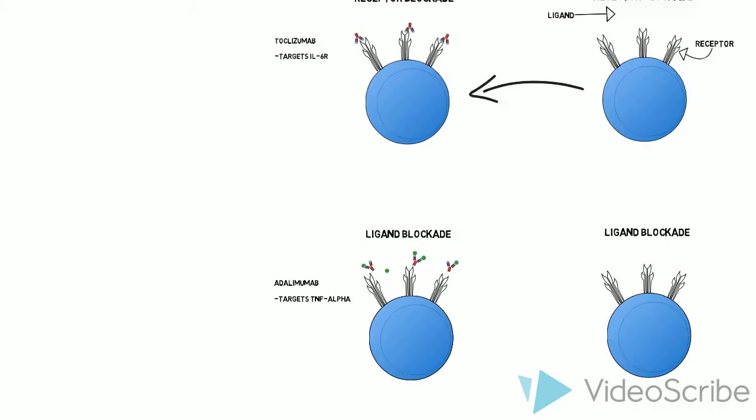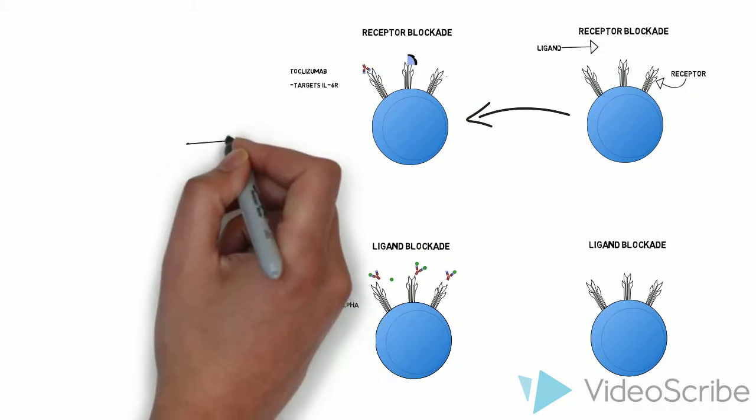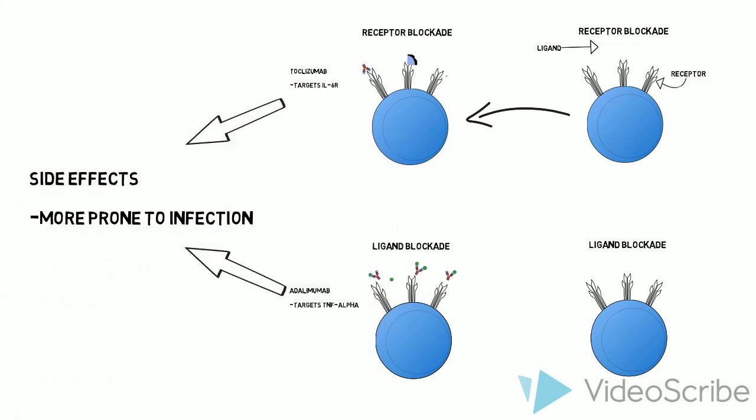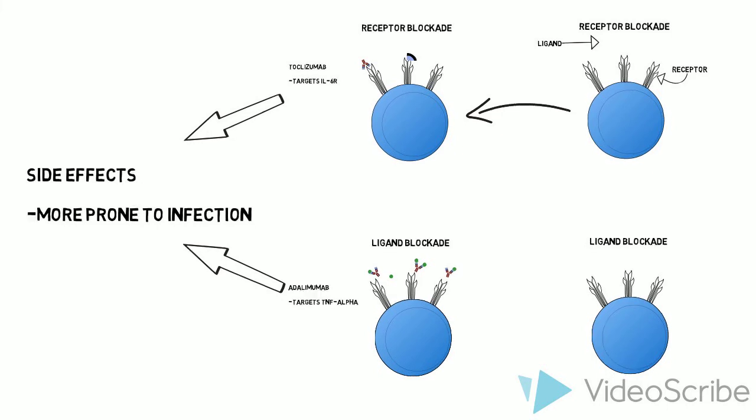Now, obviously by blocking inflammatory mediators such as interleukin-6 and tumor necrosis factor alpha, there is going to be a downregulation in the immune response. Therefore, individuals are more prone to infection. A serious concern while taking tocilizumab and adalimumab is increased risk of developing tuberculosis.